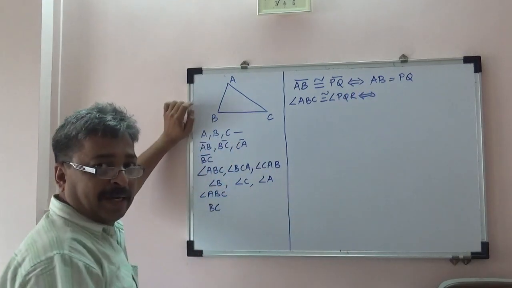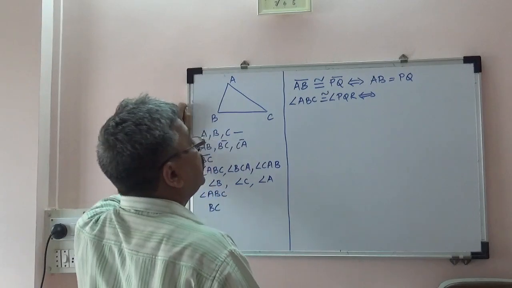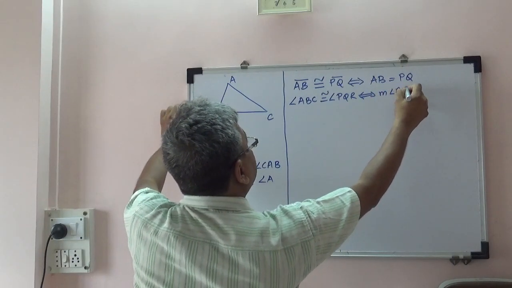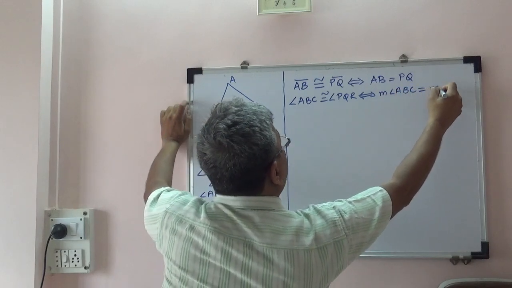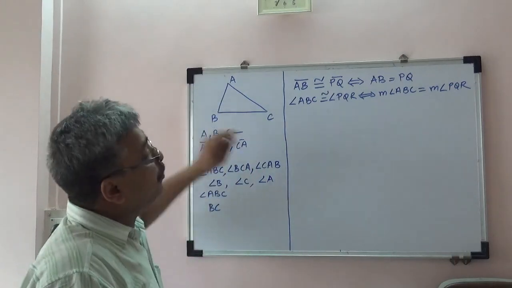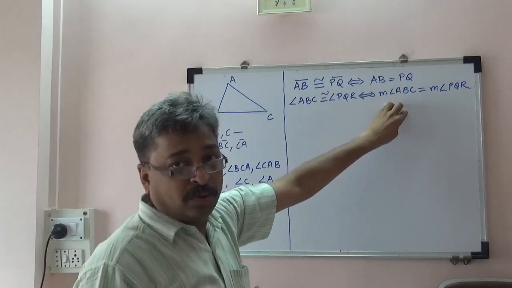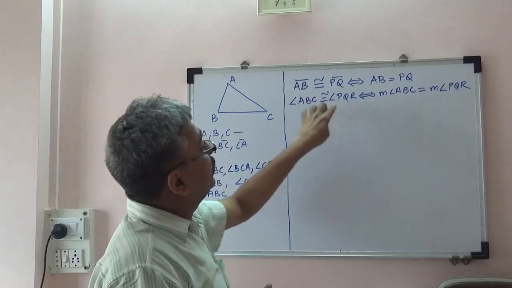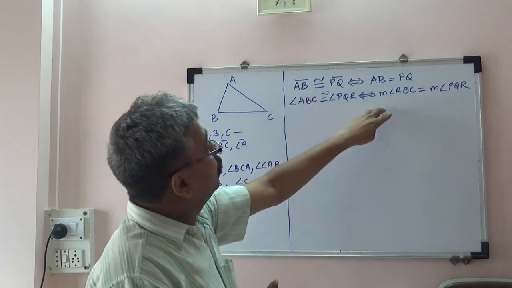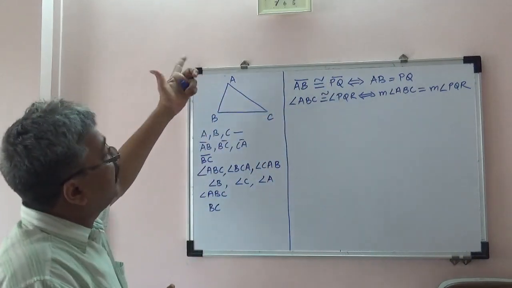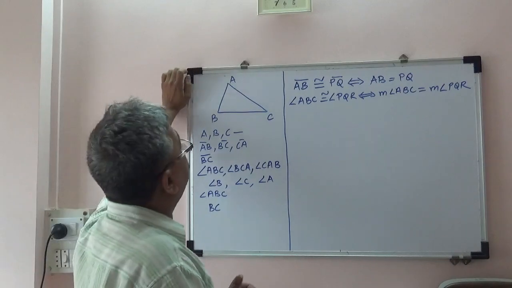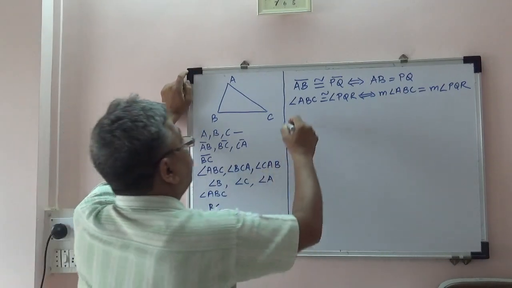Similarly, when do I say angle ABC is congruent to angle PQR? Similar to that of segment, I can say angle ABC is congruent to angle PQR if and only if the measure of angle ABC is equal to the measure of angle PQR. So if the measures of two angles are the same, then the angles are congruent. So two segments are congruent, two angles are congruent. For congruency of two triangles, we will require these two definitions.